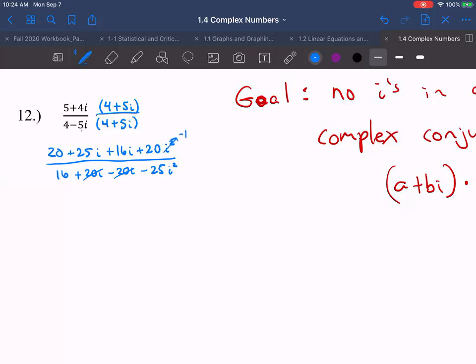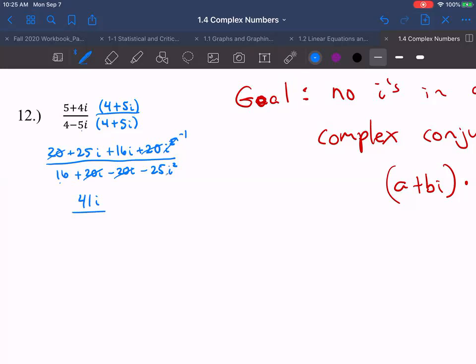This becomes negative 1. So we have 20 minus 20. That's just by luck in this case, that those are going to end up canceling out. And then we have 25 plus 16, which would be 41i. And then in the denominator, we end up with just 16.